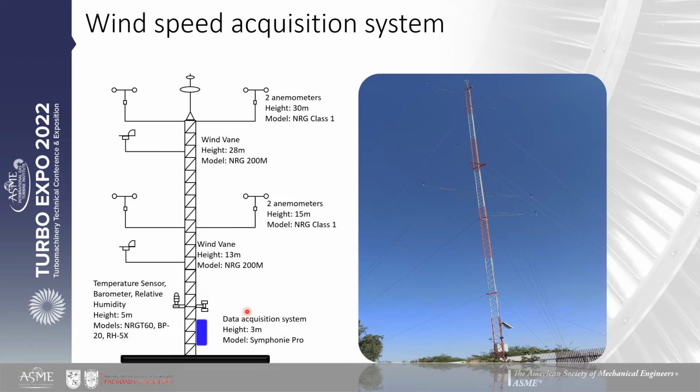We added pressure, temperature, and relative humidity sensors to complement the wind information data. The anemometers and wind vanes operate at a working frequency of 1 second. The figure on the right shows the met mast at the installation site.